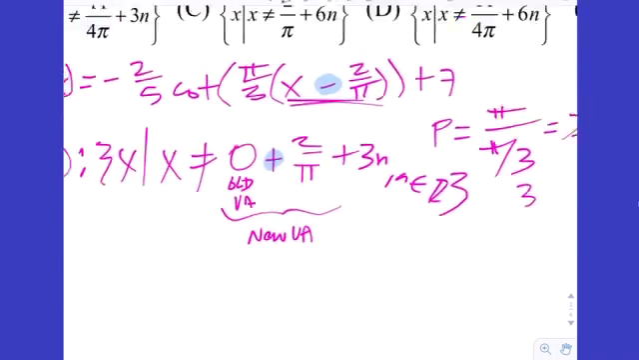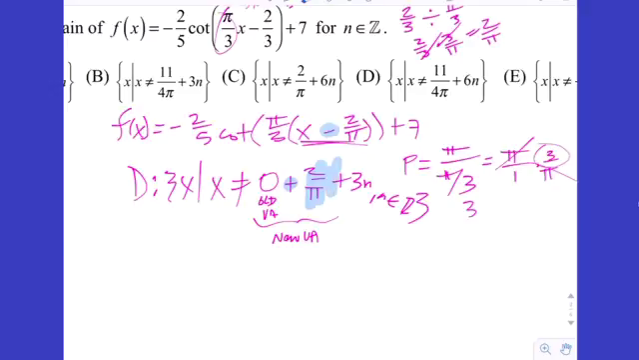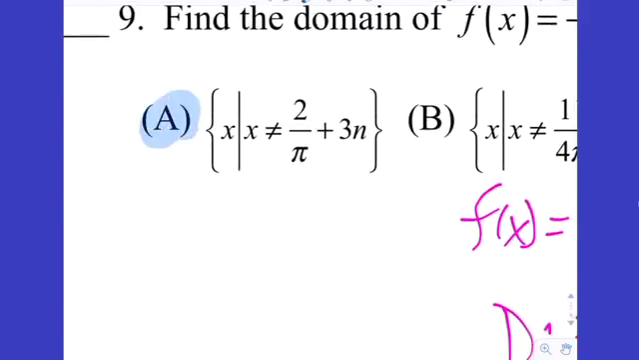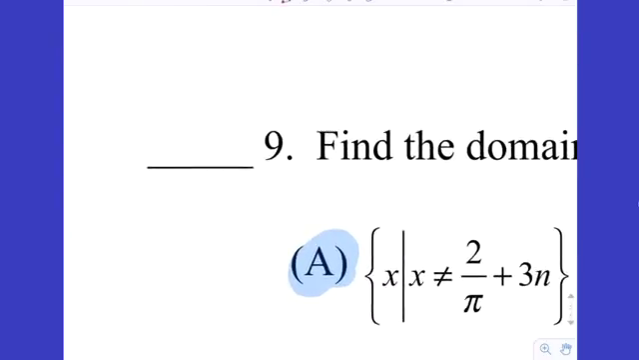Now, of course, 0 plus 2 over pi is 2 over pi. So it should be 2 over pi plus 3n. That's answer choice A, as Henry Winkler used to say in his portrayal of Arthur Fonzarelli, the Fonz, on the wonderful sitcom Happy Days. Check it out if you never watched it.